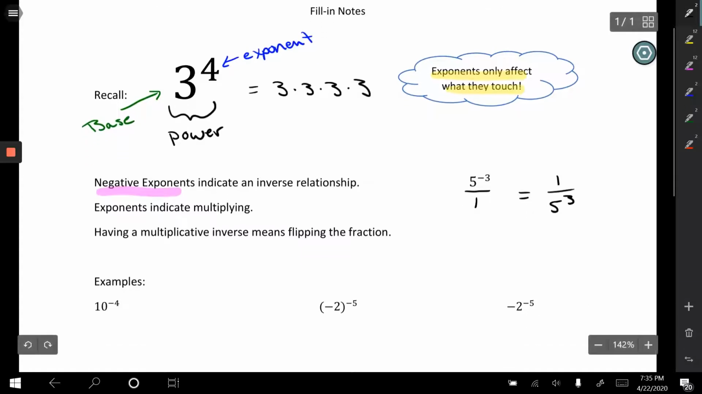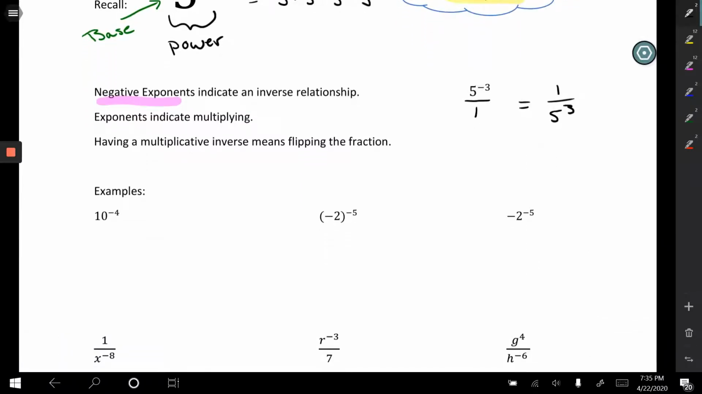So let's talk about these examples down here. Now I see right here, I've got 10 to the negative 4 power. And again, that negative sign is telling me that this power is on the wrong side of the fraction. So since it's not showing a fraction, I can always think of that as over 1. And that negative exponent means that what I really need to do is drop that 10 to the 4th power down to the bottom of the fraction. That's where it belongs, because now, once I've moved it, it's got a positive exponent.